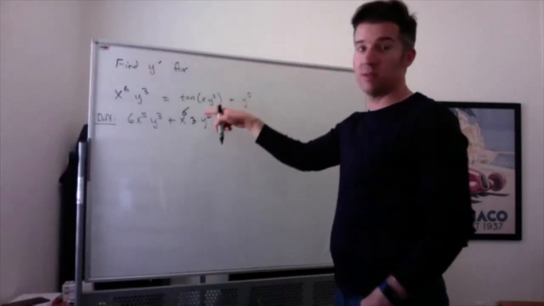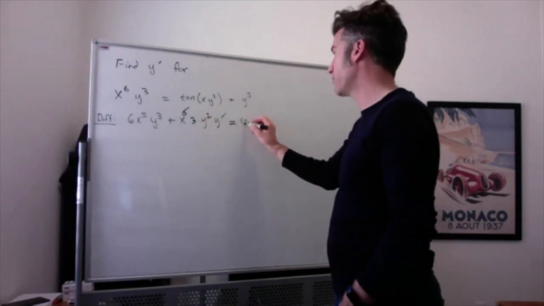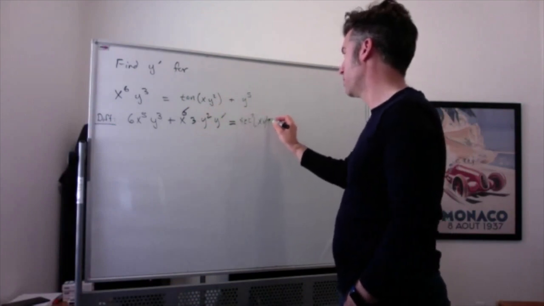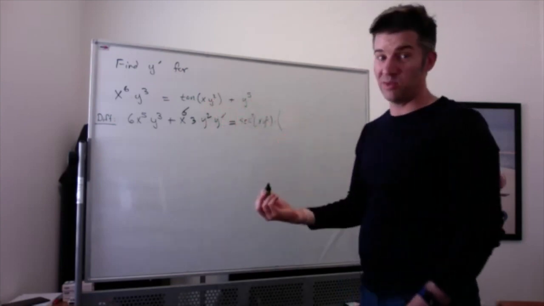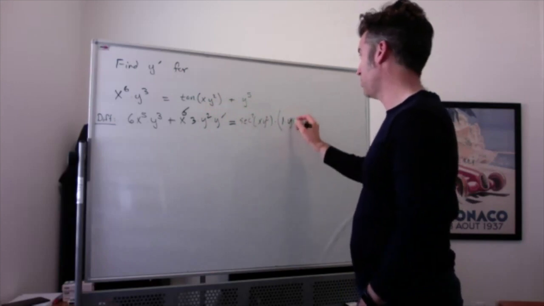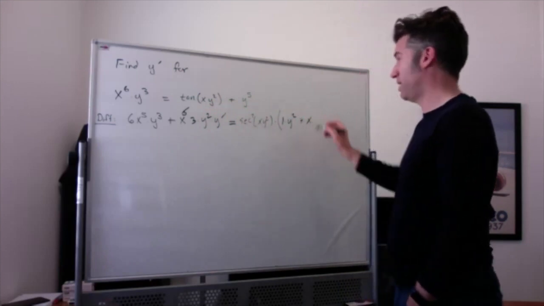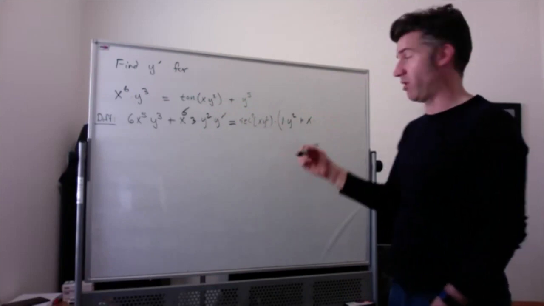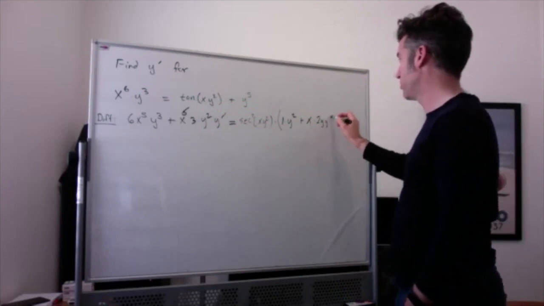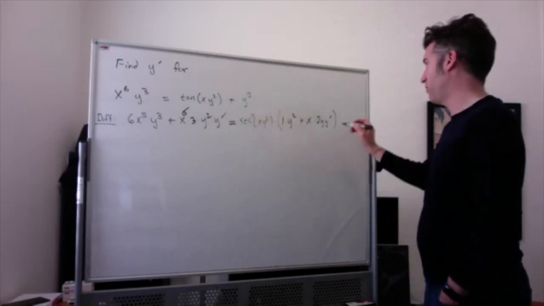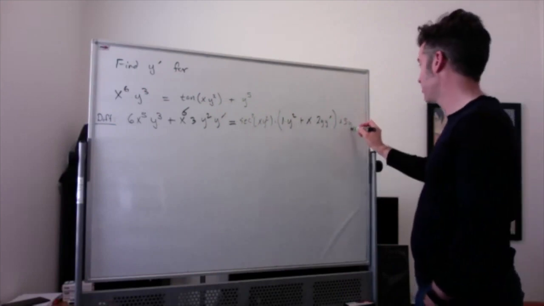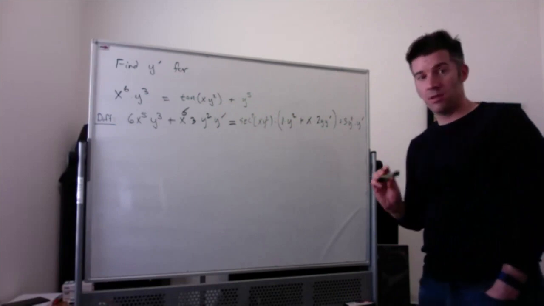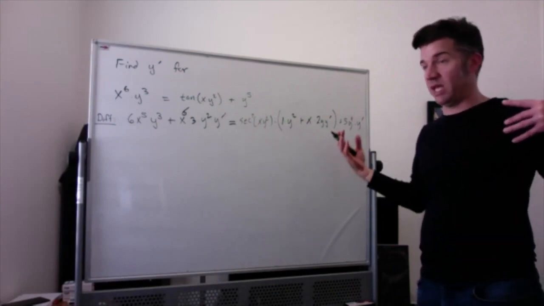And the right-hand side: the derivative of tangent of some stuff is secant squared of that stuff times the derivative of that stuff. For the derivative of xy squared, we have to use the product rule. So it's the derivative of x, which is 1, times y squared, plus x times the derivative of y squared, which is 2y times y prime. Lastly, the derivative of y to the 5th is 5y to the 4th times y prime. Are there questions about this first step, where we've just taken the derivative of everything?